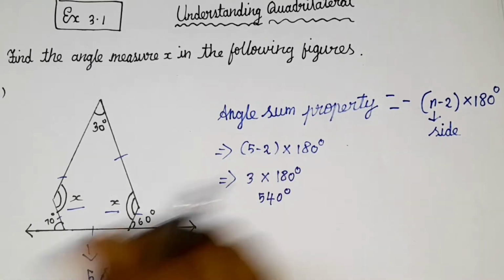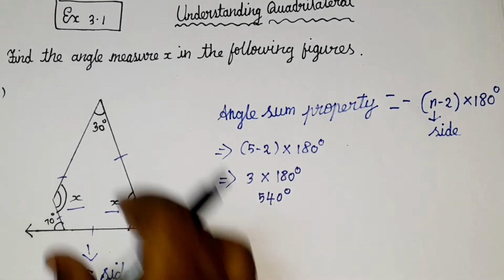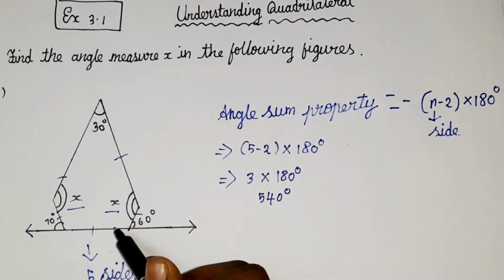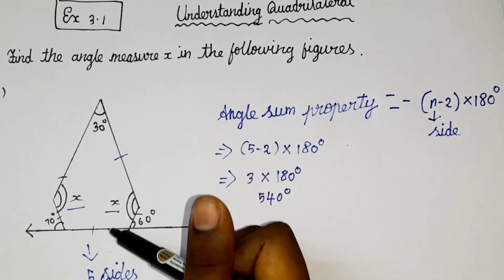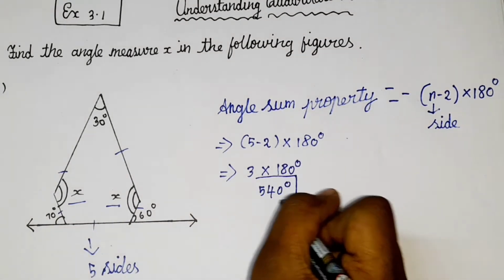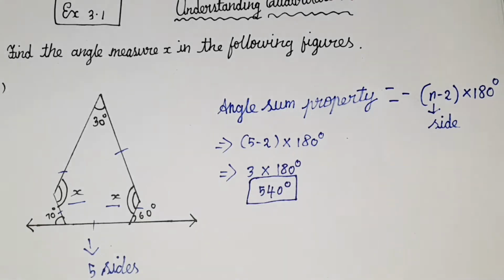So this is the total sum of the angles. When we find the value of x and add all these angles up, we will get the answer 540 degrees. That's why we did this sum, to find out what our final answer will be.